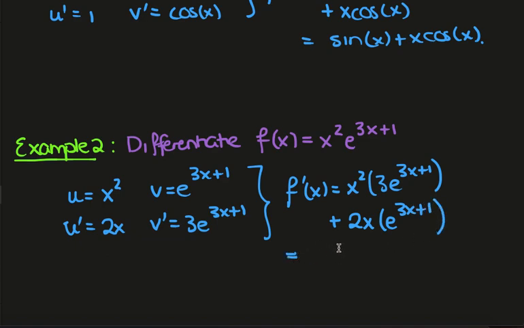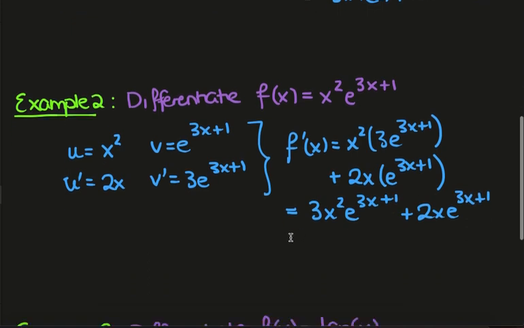And we can simplify this a little bit and write 3x squared e to the 3x plus 1 plus 2x e to the 3x plus 1. You can go a little further if you want to factorize this, and you can write x e to the 3x plus 1 out the front, and then what remains here is a 3x, and what remains here is a 2.